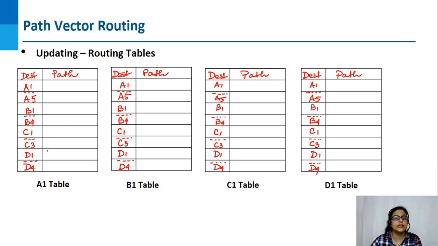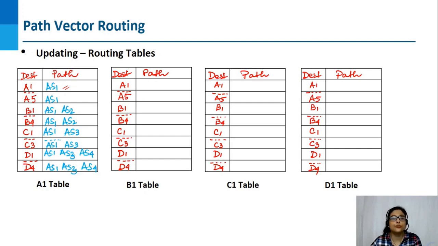So here we can see that A1 can go from A1 to A5, or B1 to B4, or C1 to C3 and D1 to D4. Similarly for B1, C1 and D1. So what should be the path? In order to go to A1, it has to take the autonomous system AS1 and till A5.